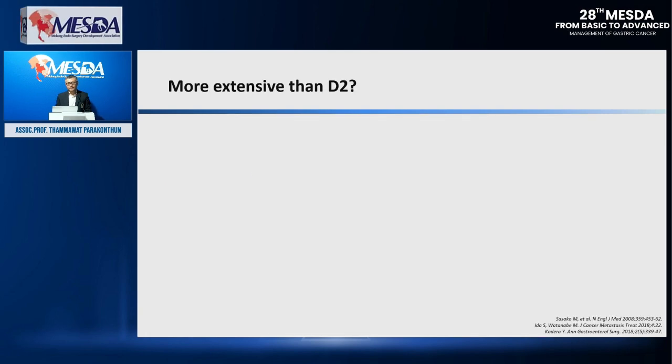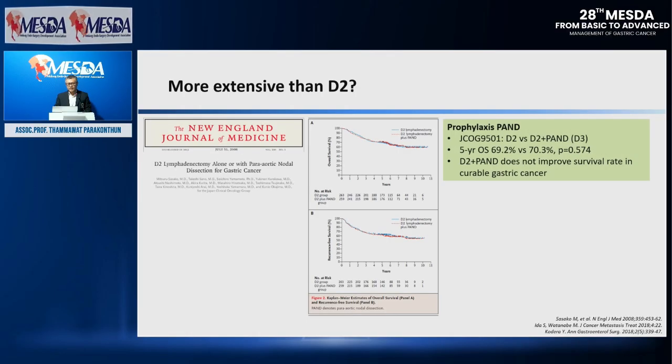Should we do more than D2? This is the landmark, JCOG 9501. They randomized patients to D2 versus D2 plus para-aortic node dissection. The result could not demonstrate a survival benefit, but the morbidity after D2 plus para-aortic node dissection is higher. So routine prophylactic D2 plus para-aortic node dissection could not be recommended.